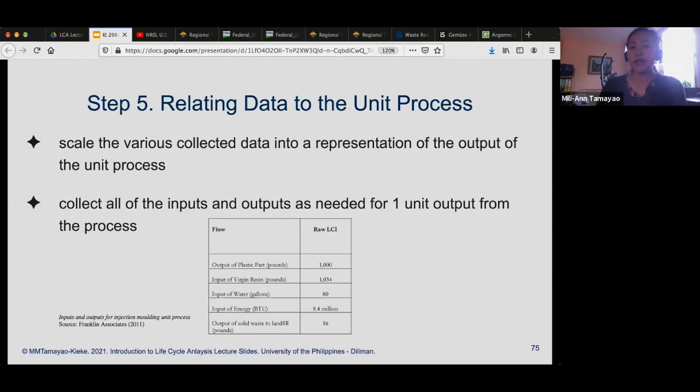The next step is relating the data to the unit process. This means that you have to be able to scale the various data that you collected into a representation of the output of the unit process. You have to be able to collect all of the inputs and outputs as needed for one unit output from the process.